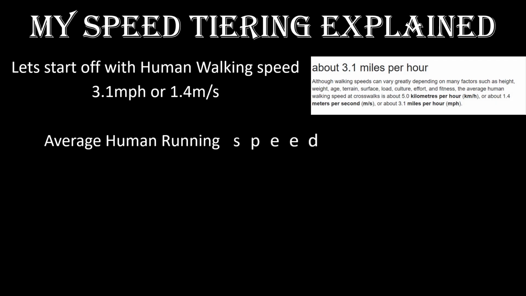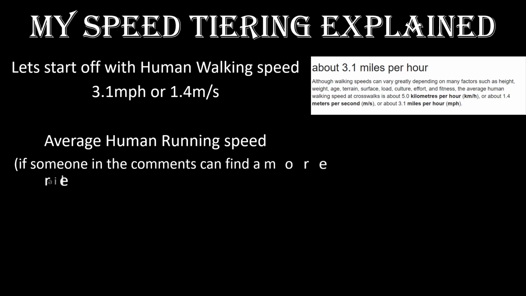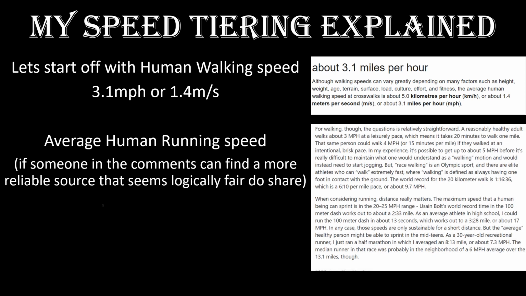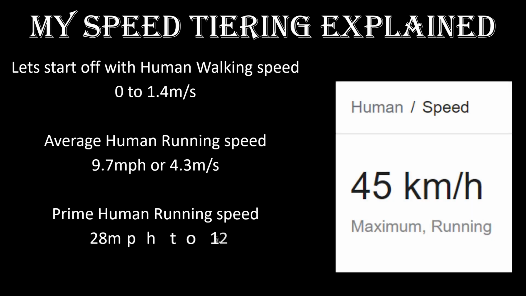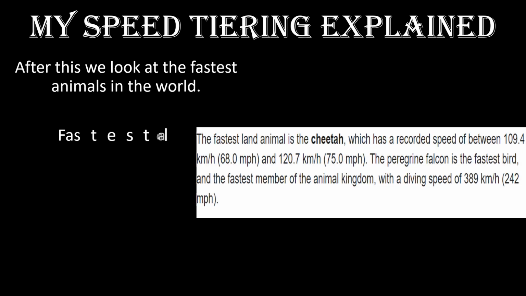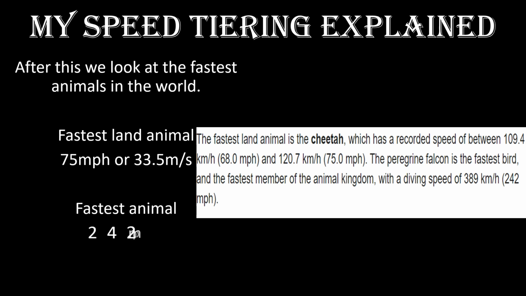Average human running speed. 9.7 miles per hour or 4.3 meters per second. Prime human running speed. 28 miles per hour or 12.5 meters per second. After this, we look at the fastest animals in the world. Fastest land animal. 75 miles per hour or 33.5 meters per second. Fastest animal. 242 miles per hour or 108 meters per second.